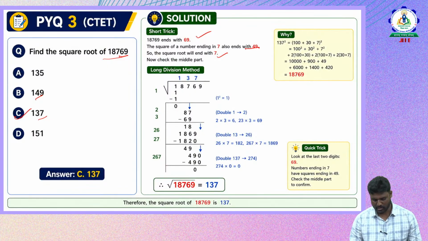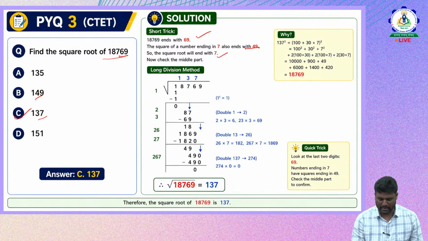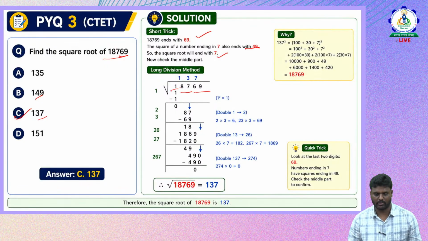Now, how do we do the long division method? We have to go back and remember. So 18769 is what they have given here. We need to pair the numbers from the right side to the left side. This becomes one pair, this becomes one pair, and this becomes one pair. So there are 3 pairs which we have got here.